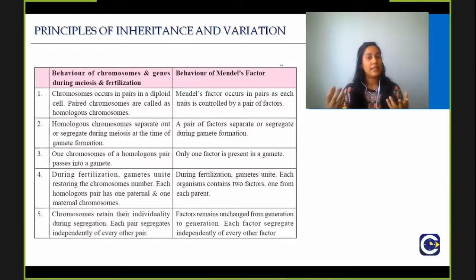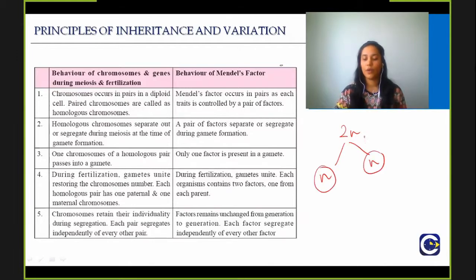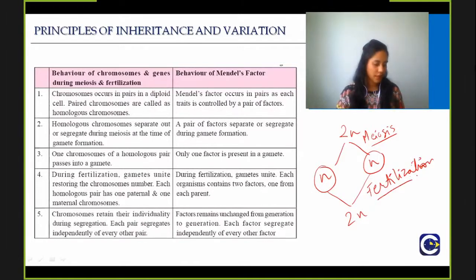Chromosomes occur in pairs, Mendelian factors occur in pairs, and both of them separate out during segregation. One of them only passes to the gamete. You remember this, right? From 2n during meiosis, it becomes n and n, which are the gametes. This takes place during meiosis, and meiosis takes place in the germ cells, the testis of the male and ova of the female, and during fertilization, it comes back again. So this is during fertilization. Good, then I believe that this table was clear.